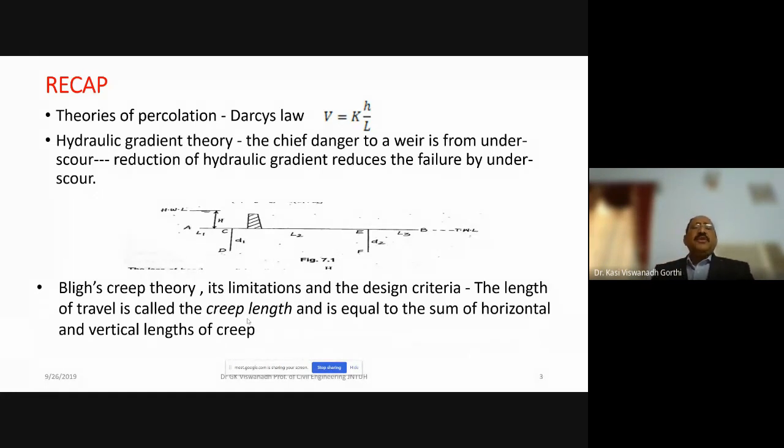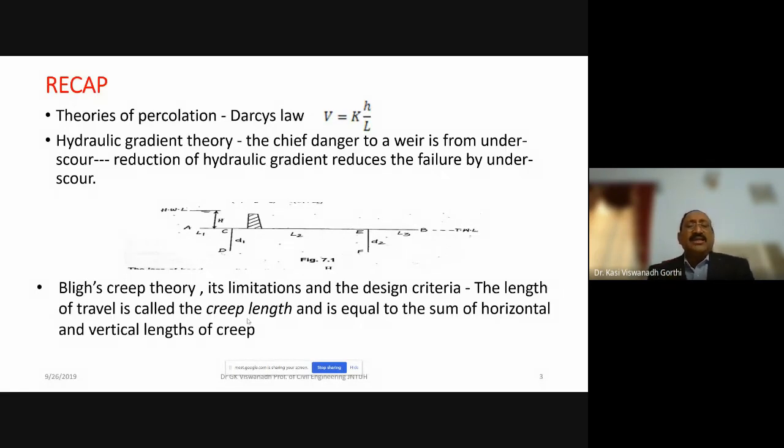Theories of percolation we have seen. Darcy's law we have seen, which gives you that the velocity is directly proportional to the gradient h by l. So velocity v is equal to k into h by l, hydraulic gradient. Hydraulic gradient theory: the chief danger to a weir is from the undersouring. So the reduction of the hydraulic gradient reduces the failure by the undersouring. This is the main theory, hydraulic gradient theory.